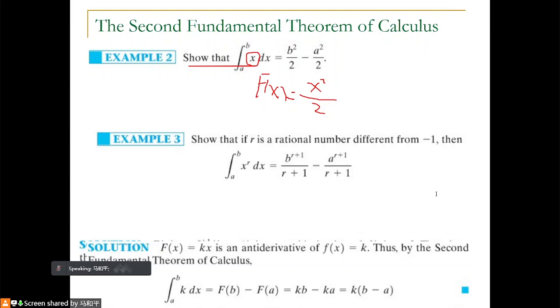Any questions for example 2? Maybe Lily can explain it for us.